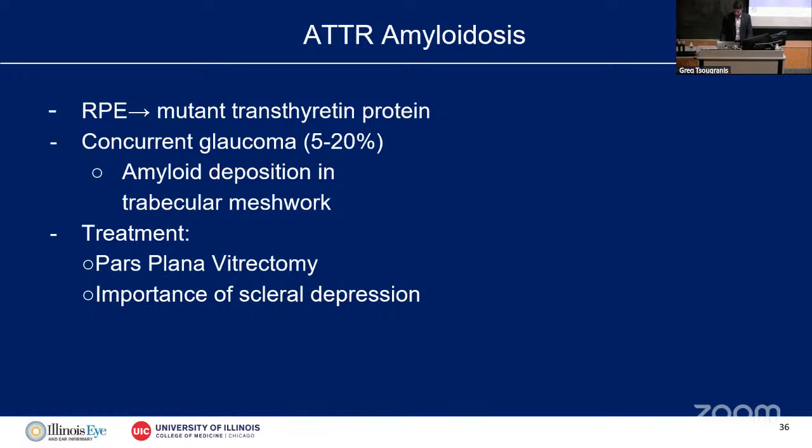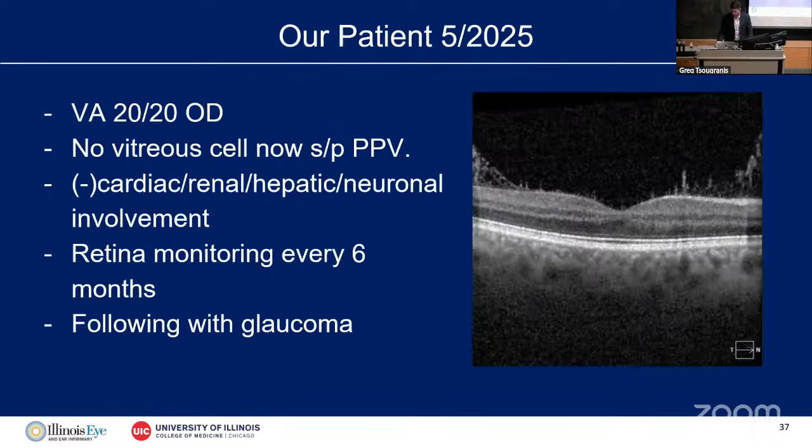So back to our patient, they were most recently seen in Dr. Heiferman's clinic back in May, and the vision is 20/20 in the right eye now. No vitreous cell now after their vitrectomy. There's no cardiac, renal, hepatic, or neuronal involvement. They're being monitored by our retina department every 6 months and are following with glaucoma with serial intraocular pressure checks that have all been normal so far without any signs of glaucoma.